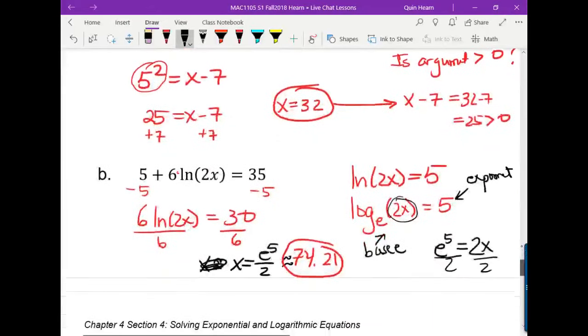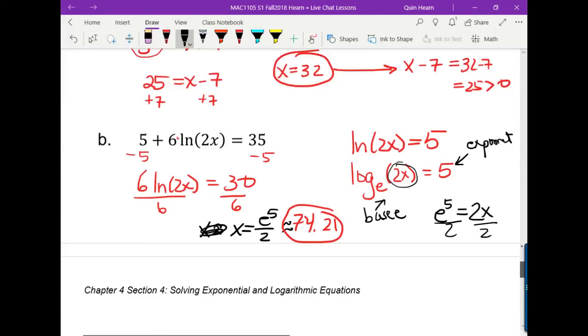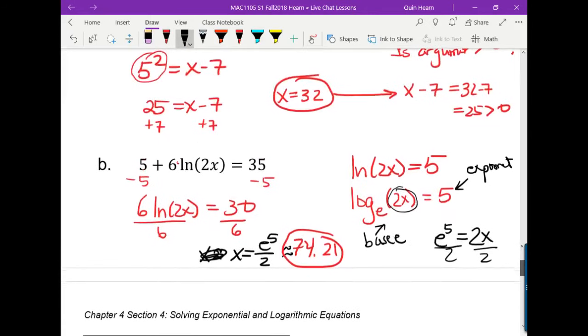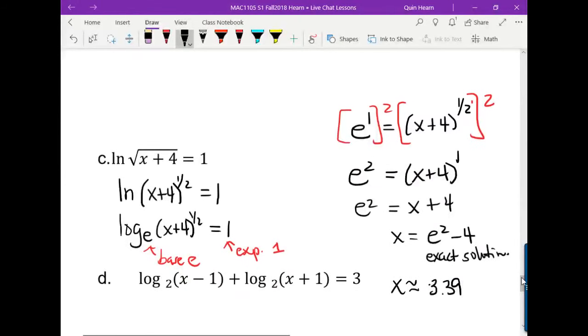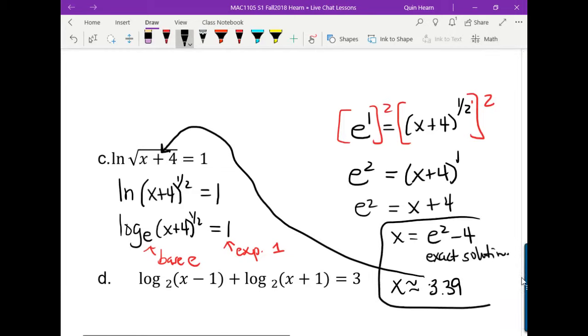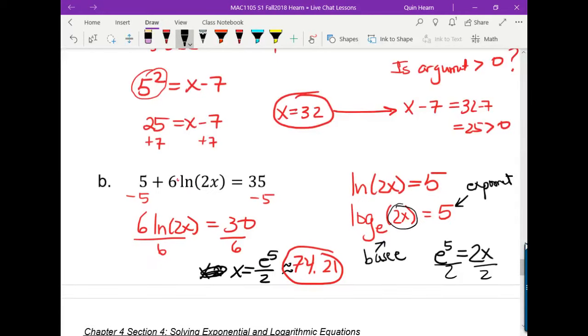That's the exact answer, exact solution. Okay, you can't write it any other way. I mean, there are other ways to write it, but they would all involve e. But if we want an approximation, we can just plug that into our calculator. So let's find e squared. So I'm going to raise e to the second power. And then we're going to subtract 4. And we get approximately 3.39.